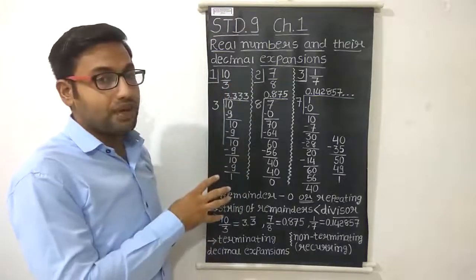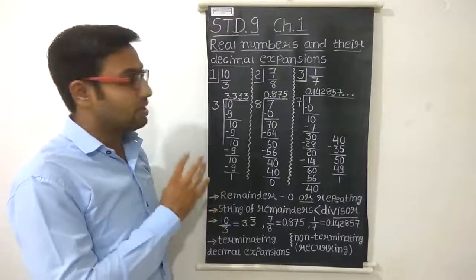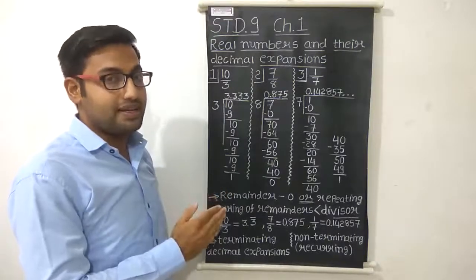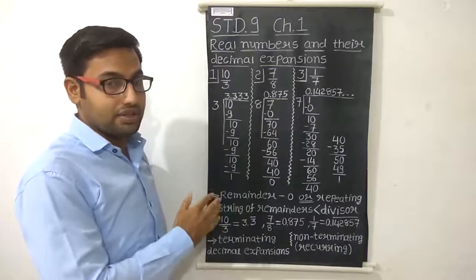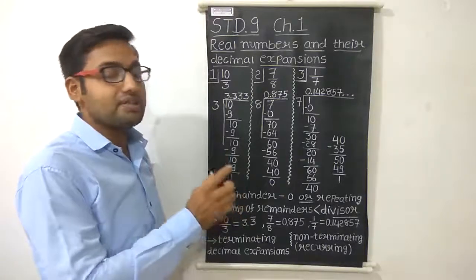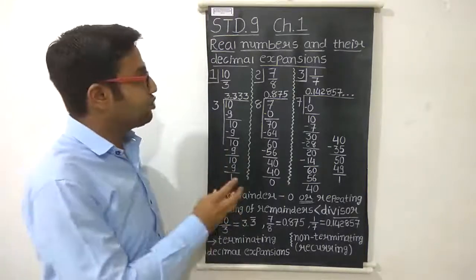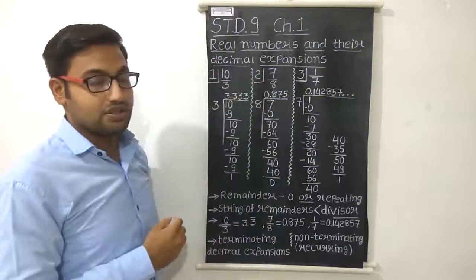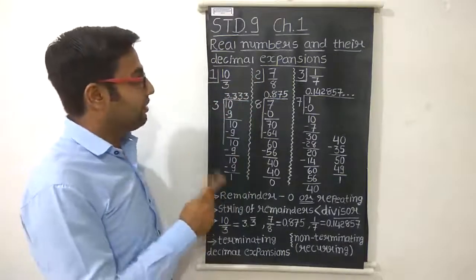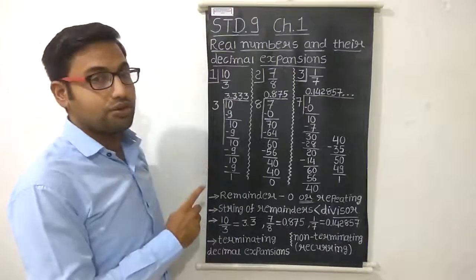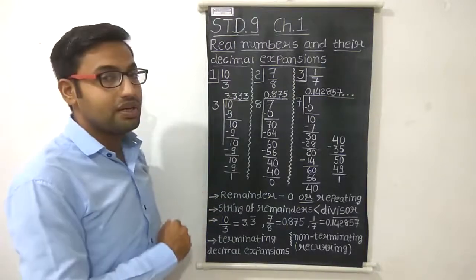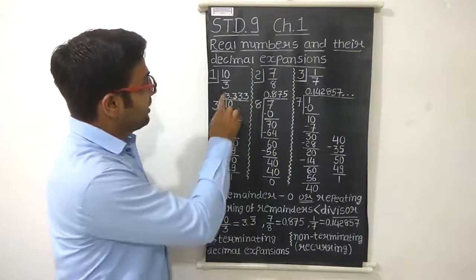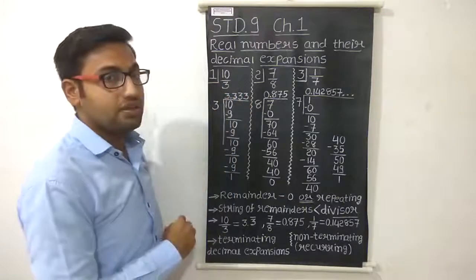In this topic, we will also study how to classify real numbers into two categories, rational numbers and irrational numbers, based on their decimal expansions. First of all, we will study some rational numbers and their decimal expansions. The first rational number is 10 upon 3.